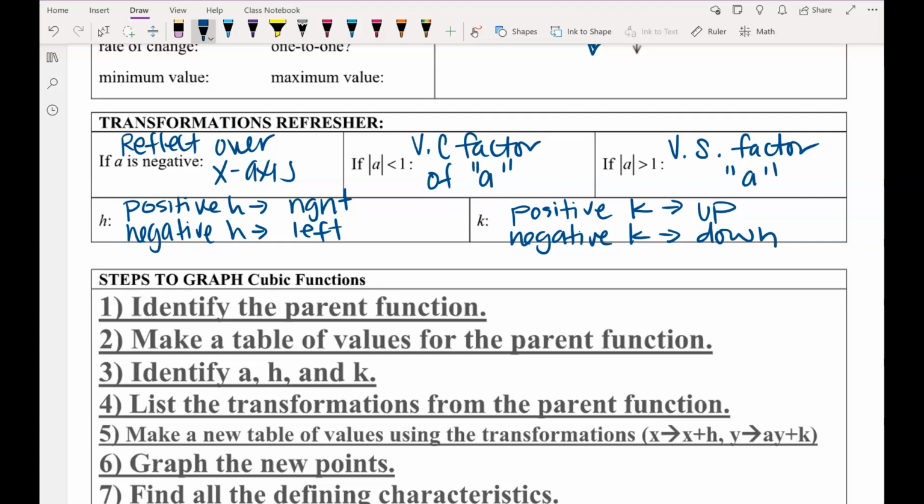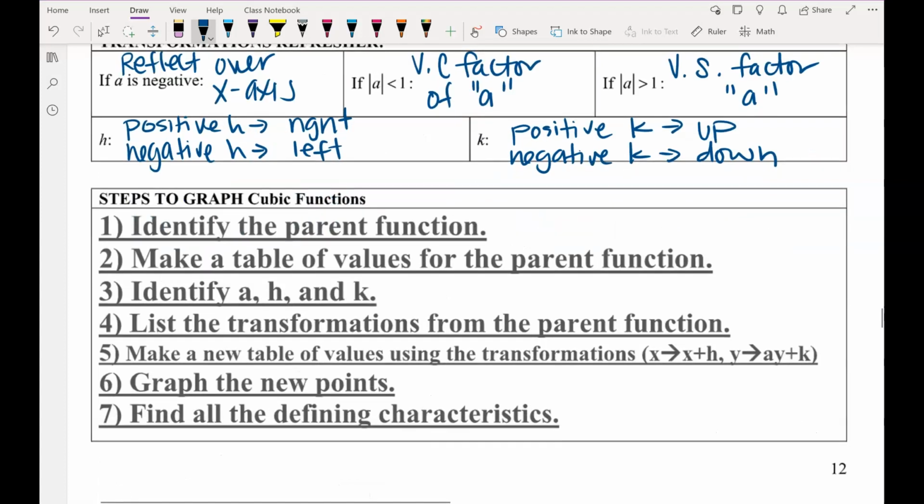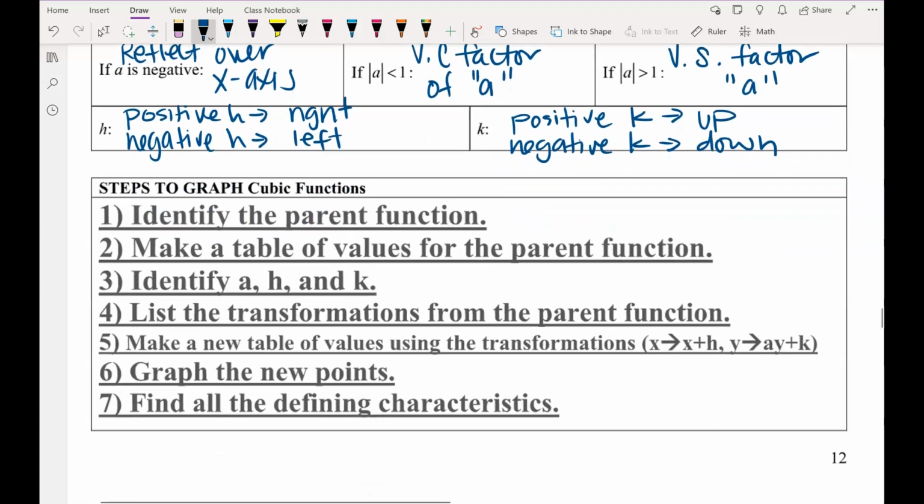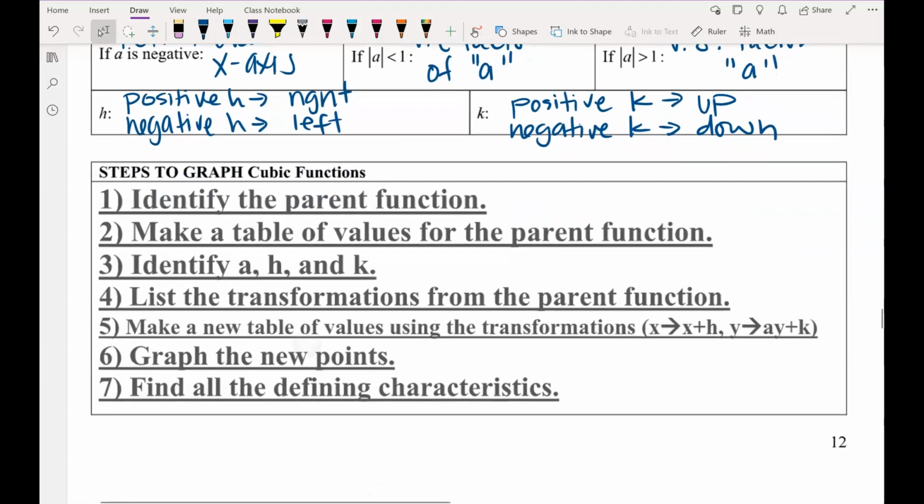Perfect. Okay. All right. So we have some guidelines here to help us out. I'm going to put it up here and then I'm going to read it out. I'm going to give you guys a couple minutes to start and then we'll read it out together.